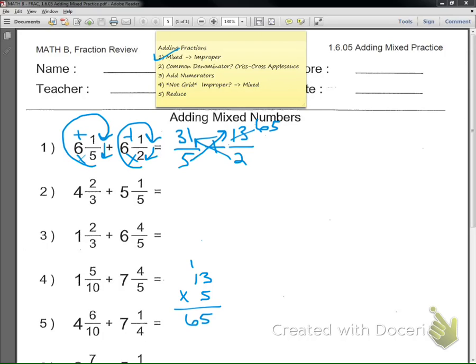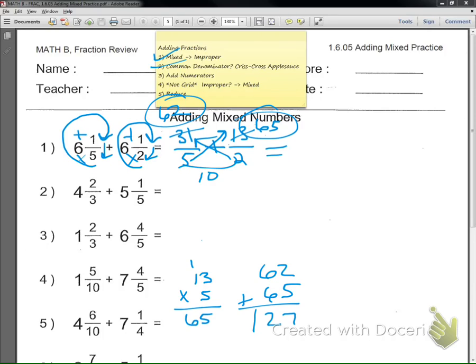Then 2 times 31. Doubling a number, most people can do in their head. So whenever you're multiplying a number by 2, it's just doubling it. So if we doubled 31, we get 62. And then multiply your 2 denominators together to get 10, and that will be your common denominator. We're ready for step 3, adding our numerators together, so 62 plus 65. We're adding, so that's 127, all over the denominator of 10.